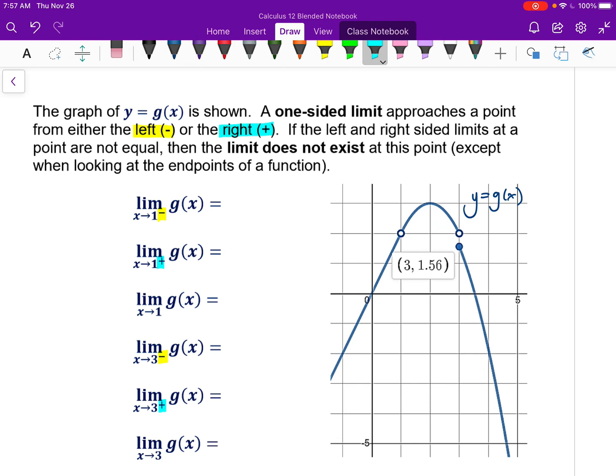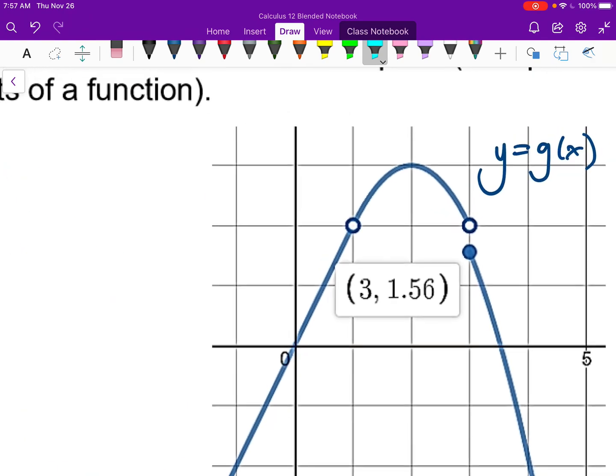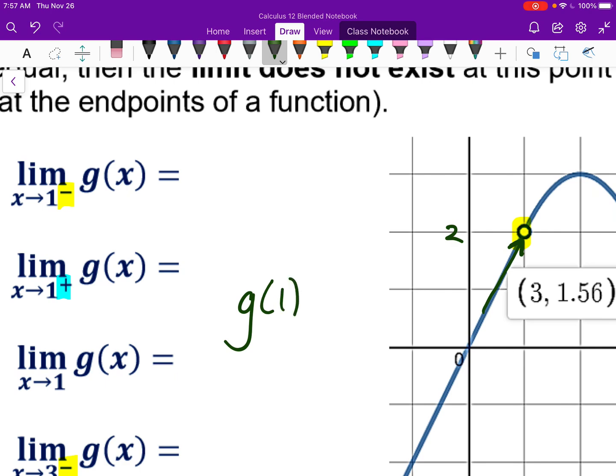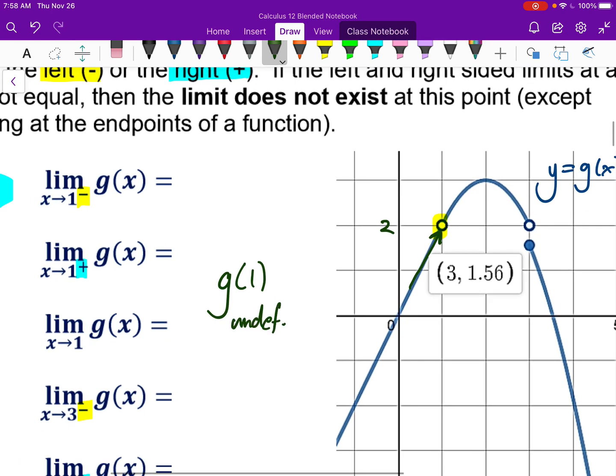Let me look at these. For example, the first limit here, when x approaches 1 from the left. If I look at my graph, here's where x equals 1. I'm paying attention to as I approach from the left, as I get infinitely close to 1. Well, as I get infinitely close to 1 from the left, the output gets infinitely close to 2. Even though I never reach that point, I get infinitely close to it. If I was to ask you what is g at 1, I would say it's undefined. This function is literally not defined. When x is 1, there's nothing there. But I'm not asking what's g at 1. I'm asking what's the limit as we approach 1 from the left. And for that, we say this equals 2.